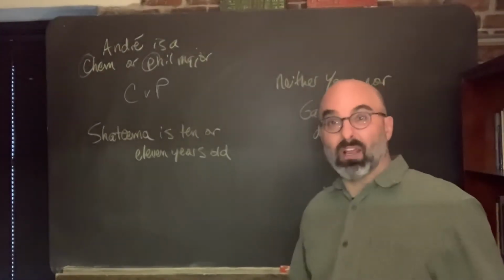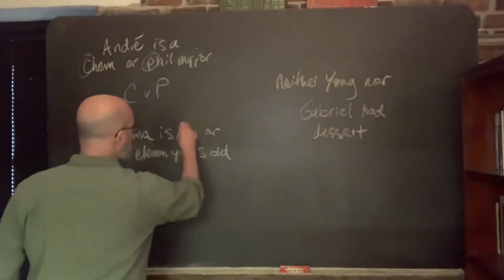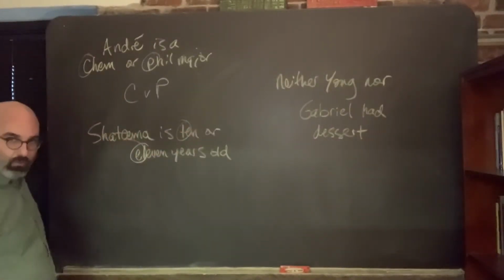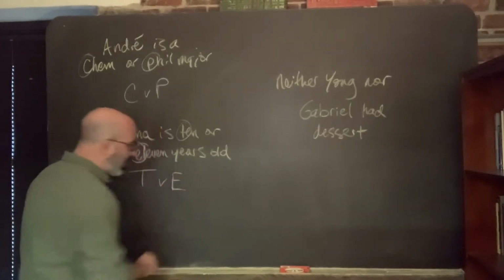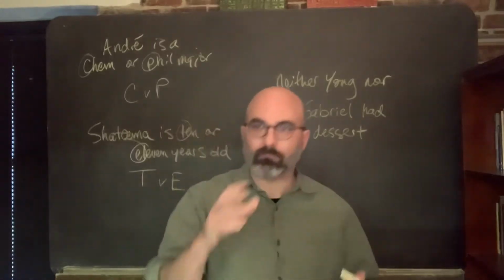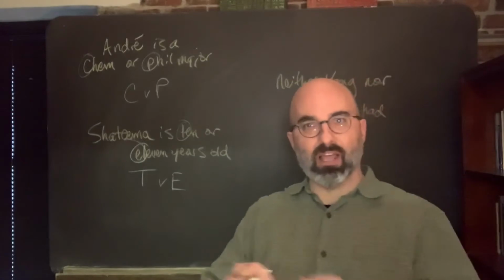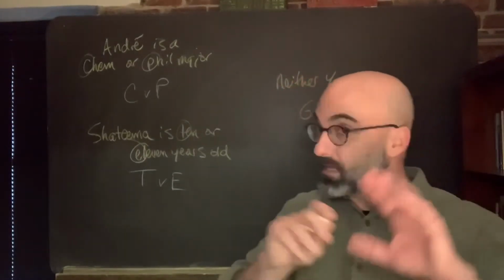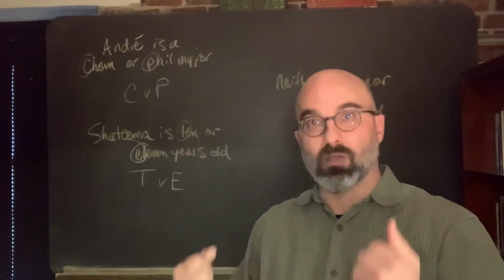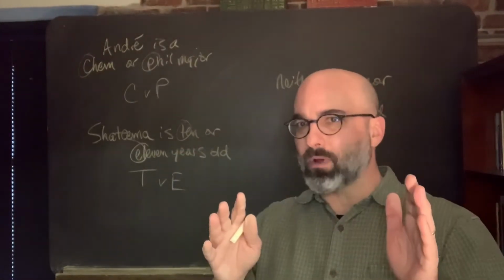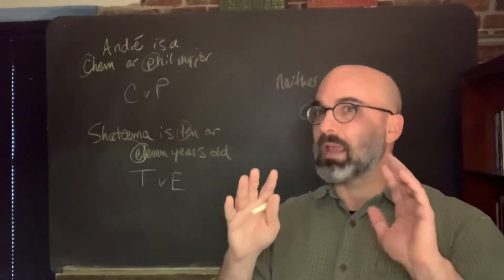Shatima, she's 10 or 11 years old. So let's represent that first as just a regular old disjunction, an inclusive one. There's our complex predicate. We'll use T for 10 years old, or E for 11. Okay, so let's think for a second. Shatima is 10. That gets captured by that T. Shatima is 11. That gets captured by the E. Either or, that's fine. So if she's 10, it comes out as true. If she's 11, it comes out as true. The problem is that we also need to be able to represent the fact that she can't be both 10 and 11. Can't be both.